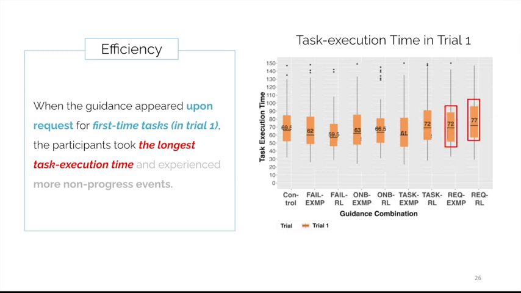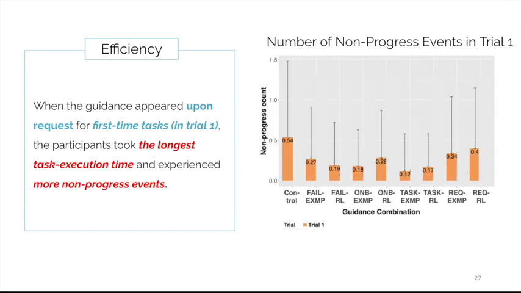Efficiency-wise, we found participants in the upon request conditions spent the longest time doing tasks in the first trial. As shown in this figure, both groups had significantly longer task time. Also, participants in the upon request condition encountered more non-progress events in their first trials. As shown here, both groups had a greater non-progress count compared to other groups, except the control group.